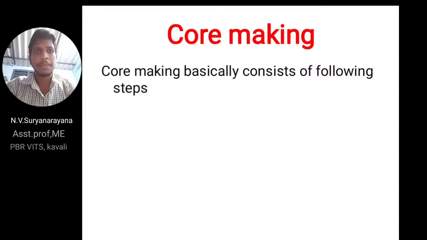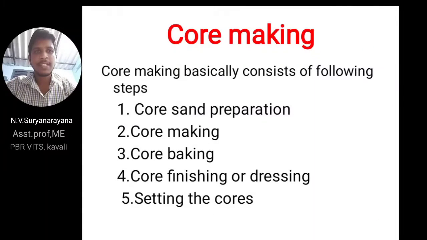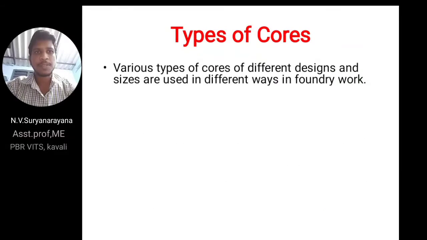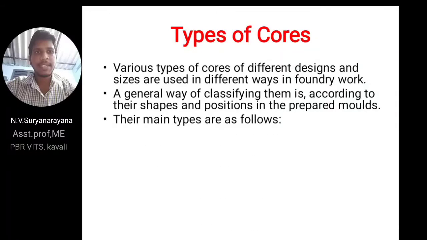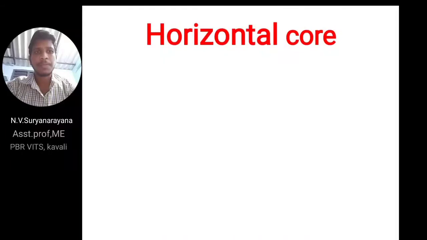And next, the core making process. Basically, it consists of the following steps: core sand preparation, core making, core baking, core finishing or dressing, and setting the cores. First of all, types of cores. In this slide, I am discussing different types of cores. One is horizontal core, second is vertical core, third is hanging core, fourth is balanced core, fifth is ram up core, sixth is kiss core, seventh is drop core.